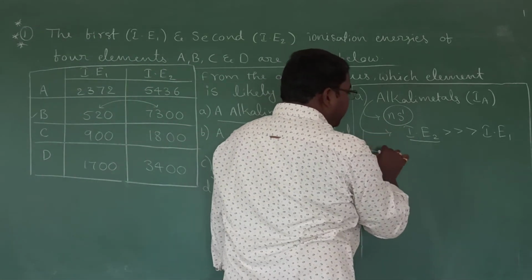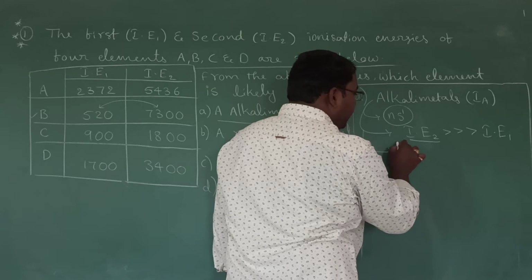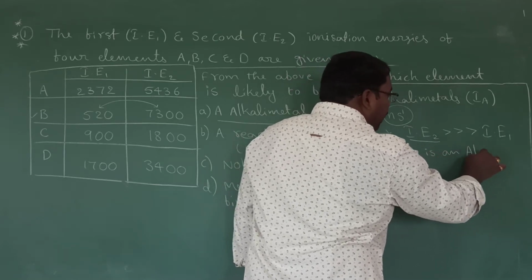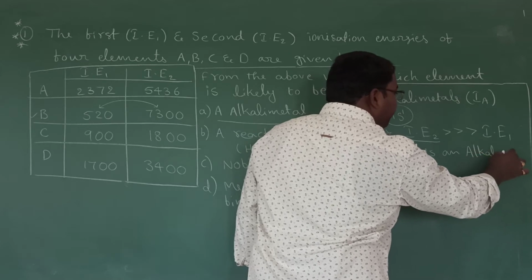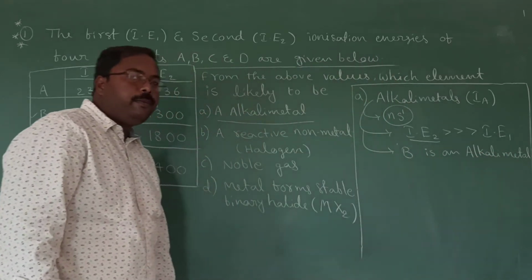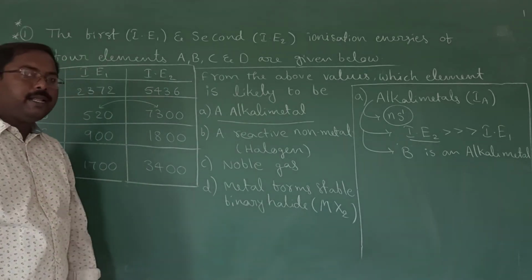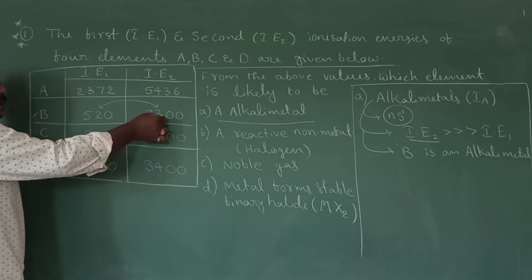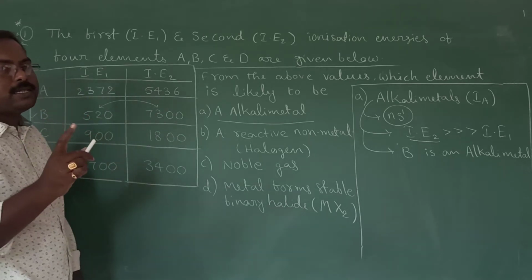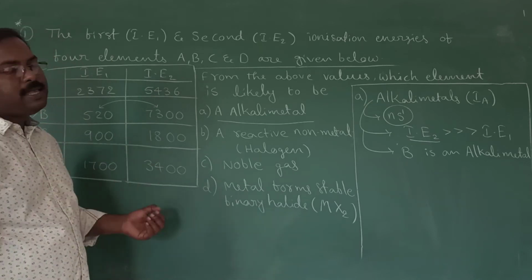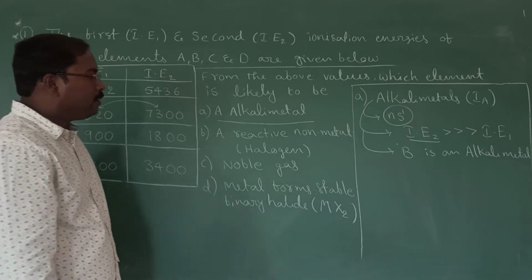So which is the alkali metal? B is an alkali metal. Understood? On what basis am I saying that B is an alkali metal? Because in the case of B, the second ionization energy value is much higher than the first. So on that basis, we can say B is the alkali metal.